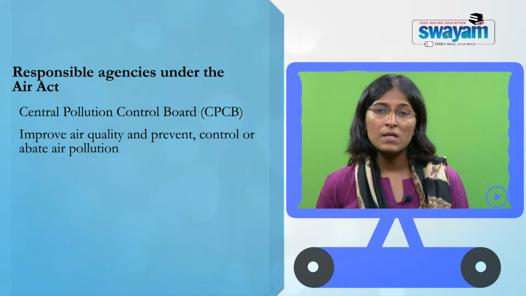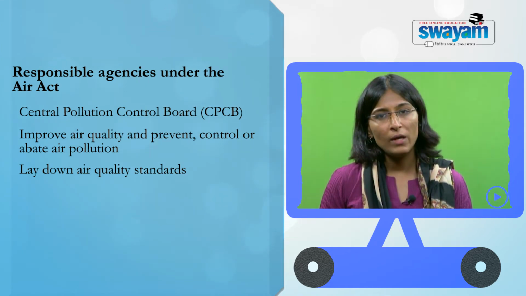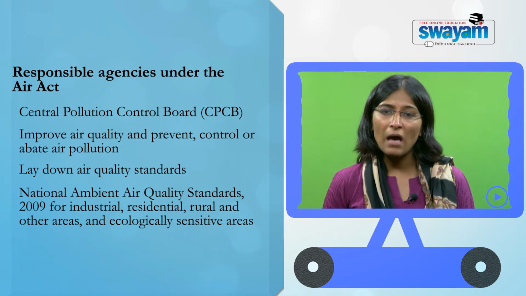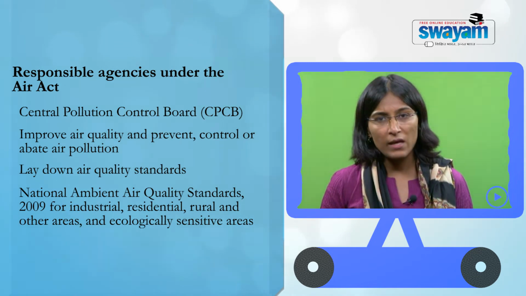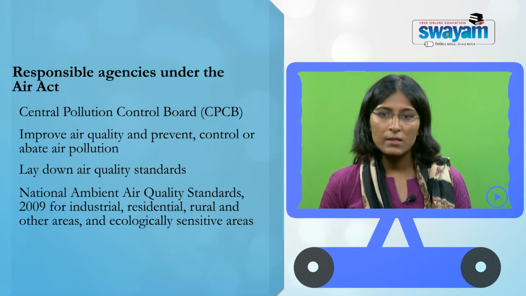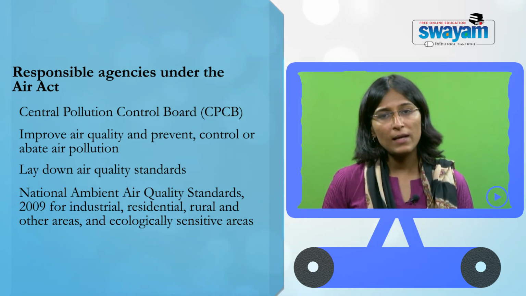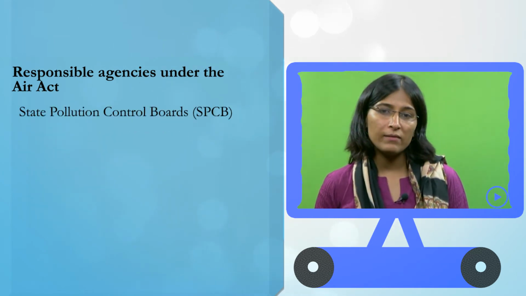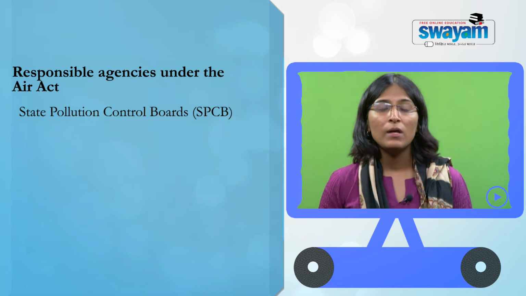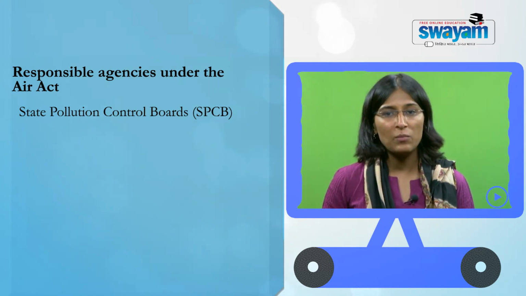For this purpose, the CPCB is responsible for laying down air quality standards, and these have been laid down in the form of the National Ambient Air Quality Standards 2009, which deal with areas such as industries, residential areas, rural and other areas, as well as ecologically sensitive areas. At the state level, the State Pollution Control Board is responsible for discharging a number of functions which affect air pollution.